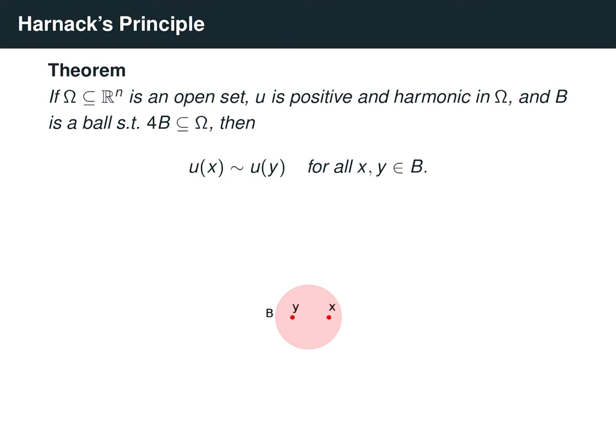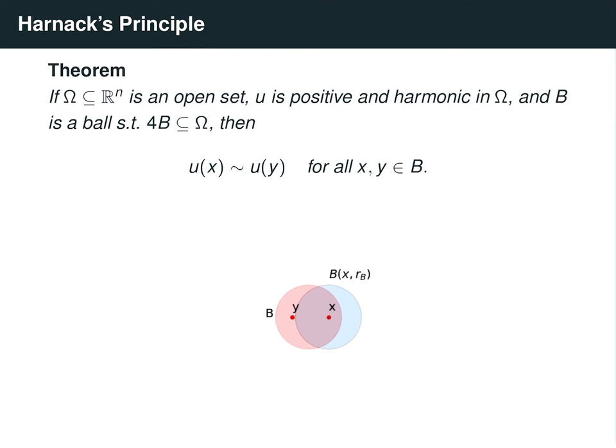So let's go over the proof. Let's suppose that we have a positive harmonic function u in some domain omega, and we have some ball B here such that 4 times B is contained in omega. And let's suppose we have a pair of points x and y in B. So now our goal is to show that the value of u at x is no more than some multiple of u evaluated at y. So recall that by the mean value property, the value of u at the point x is equal to the average inside any ball centered at x. So in particular, it's equal to the average of u inside the ball centered at x of radius r_B, where r_B is the radius of this ball B.